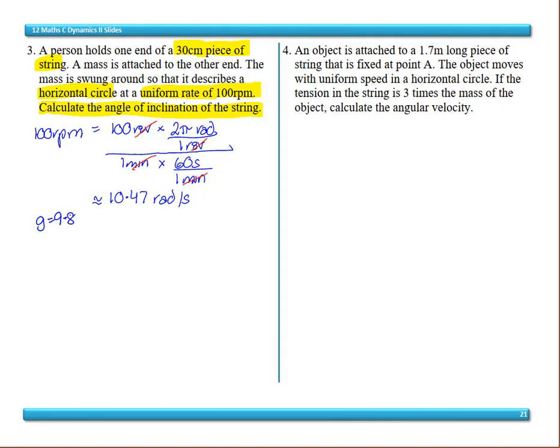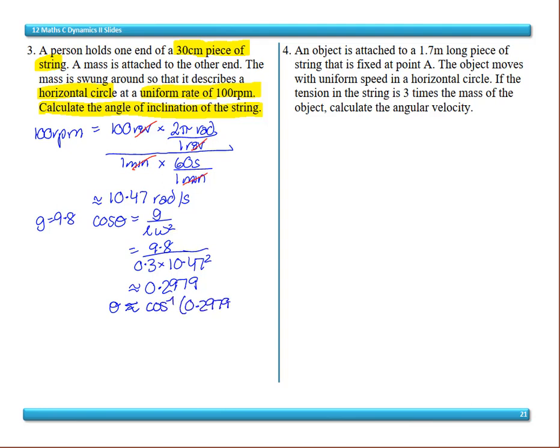G is equal to 9.8 for gravity. So cos theta equals g over L omega squared, which is going to be 9.8 over 0.3 times 10.47 squared. Now I'm using the exact value for omega. I'm not going to approximate. So 0.2979. So that means theta has to be approximately inverse cos of 0.2979. And again, I'm using the exact value, and that's 72.67 degrees. So therefore, the angle of inclination of the string is approximately 72.67 degrees.